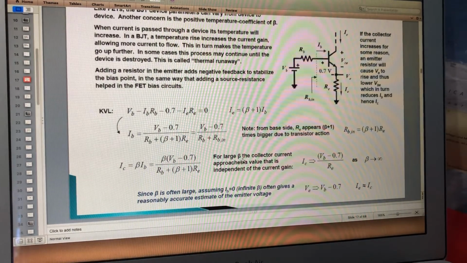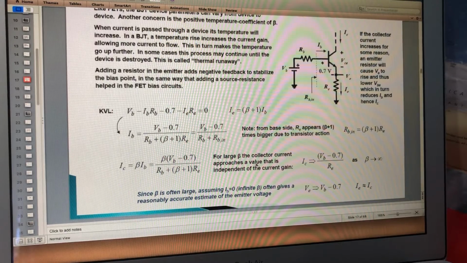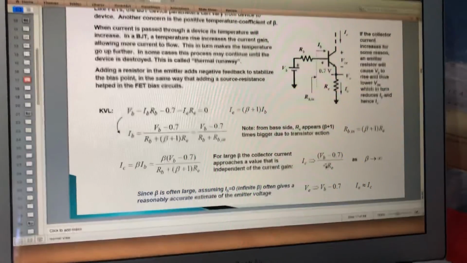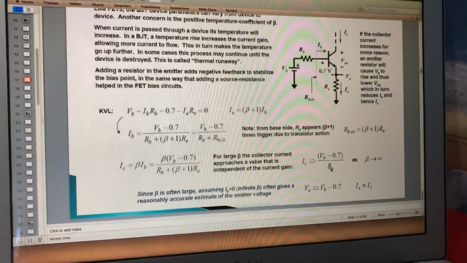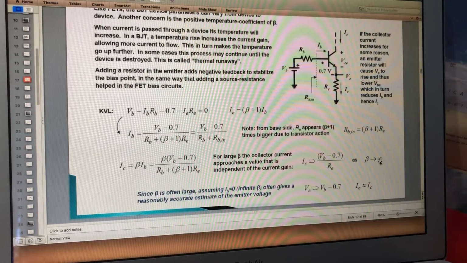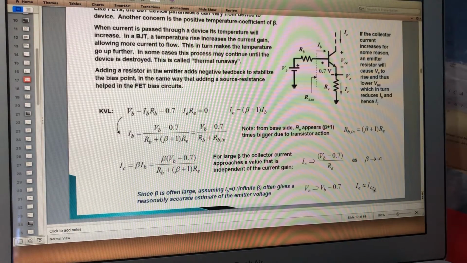It's mentioned here that for large beta, the collector current approaches a value that is independent of current gain. If beta is very, very high, beta over beta almost cancels off, so it equals 1, not much difference. So it's independent. So IC becomes VB minus 0.7 over RE as beta is infinite, so beta cancels with this beta. So IE is almost similar to IC.